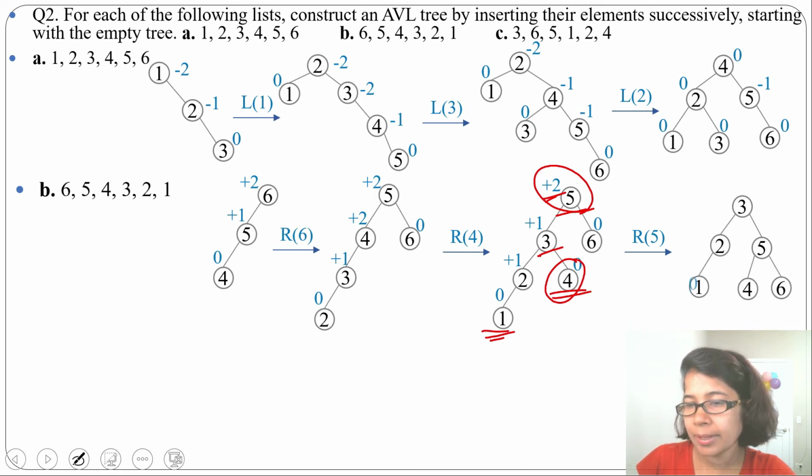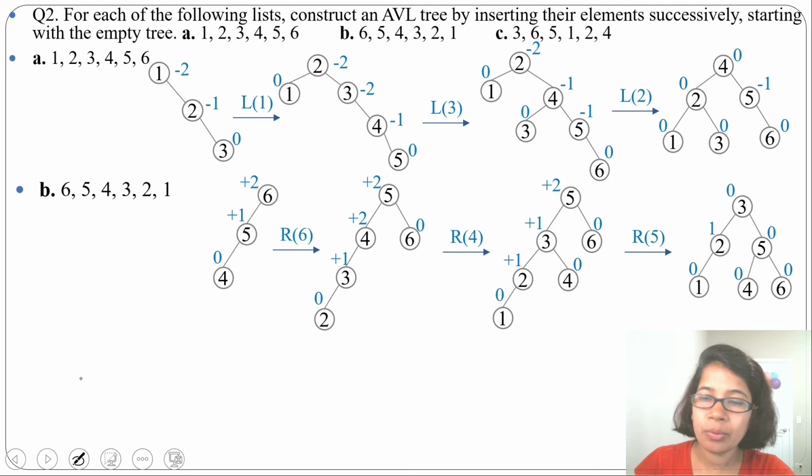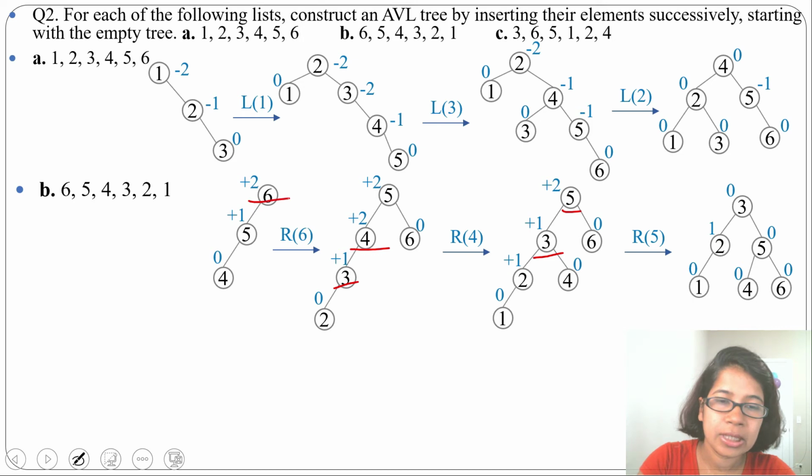Now check the balance factor. Balance factor of 1 is 0, 4 is 0, 6 is 0, 5 is 0, 2 is plus 1, 3 is 0. So this is an AVL tree. So when we are inserting as left child in left subtree, we are doing R rotation and in R rotation immediate left child will be parent. Like for 5, 3 will be parent. For 4, this 3 will be parent. For 6, 5 will be parent. So immediate left child will be new parent.